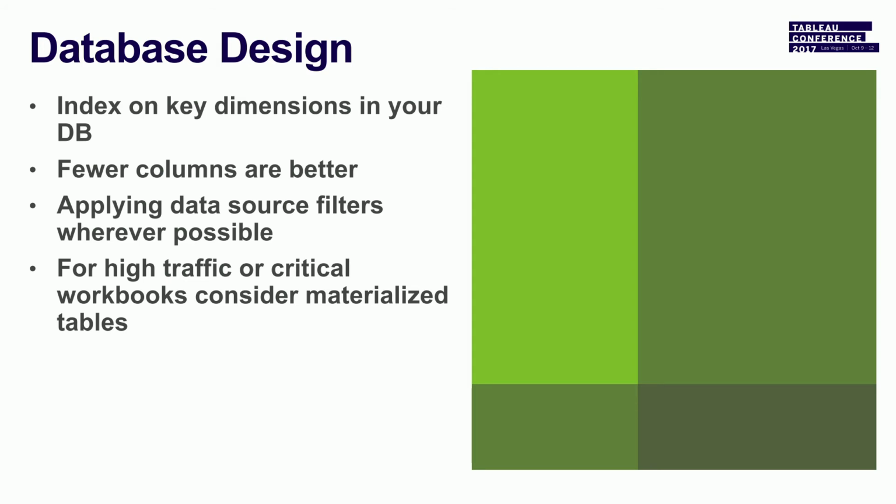Finally, for high traffic and critical workbooks, again, think 100,000 loads or your executive team, try making a materialized table where you basically have one row of data per mark on your viz. This is going to give them the absolute fastest performance. There'll be no need to do any calculations. It's ready to go. And it's just going to be really fast, really snappy, and it'll still be live data.